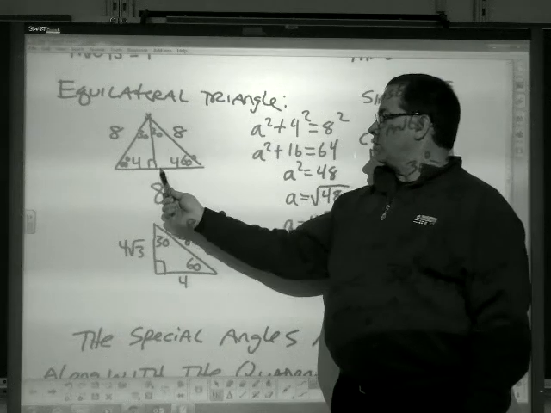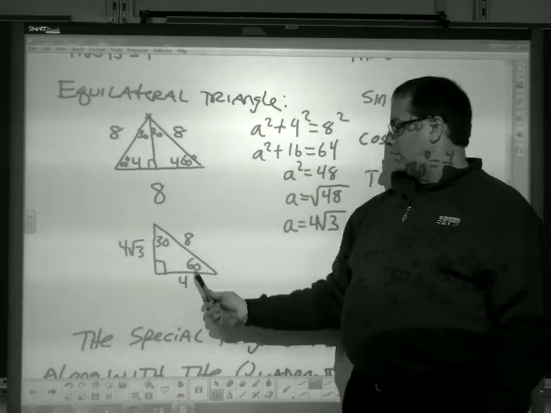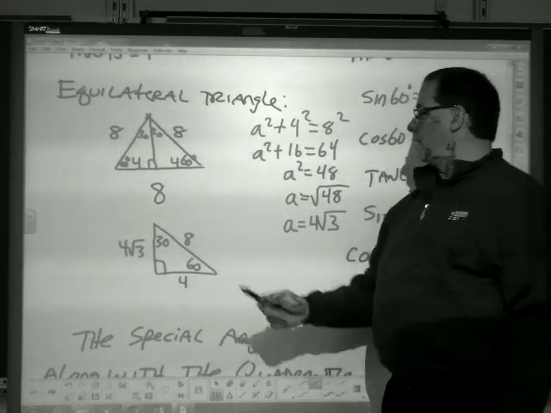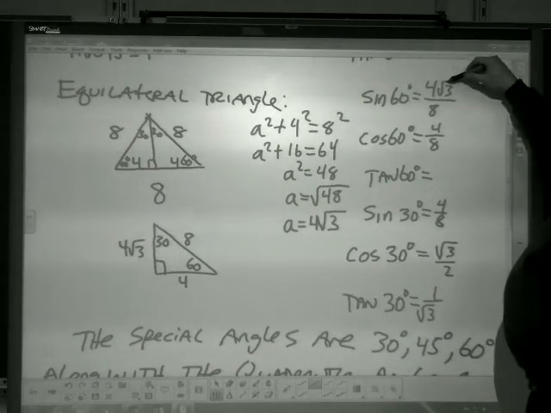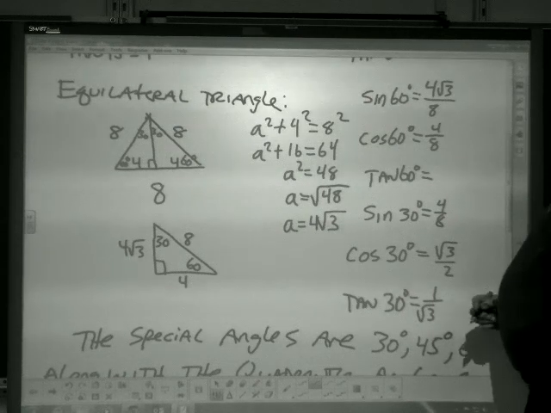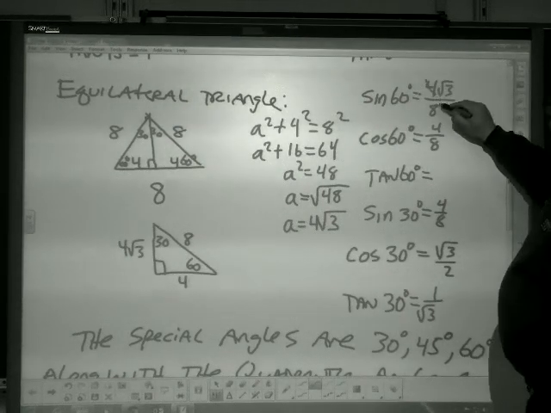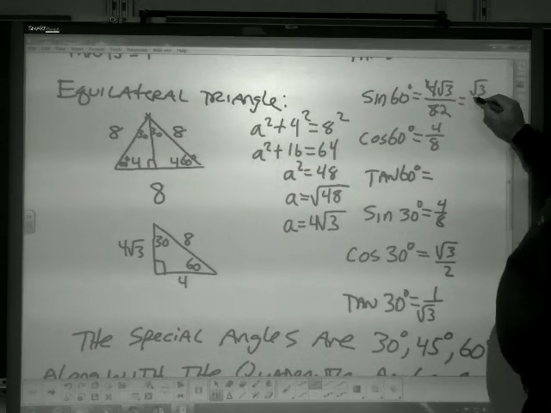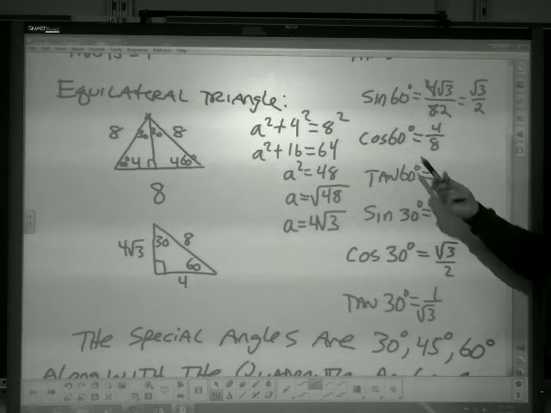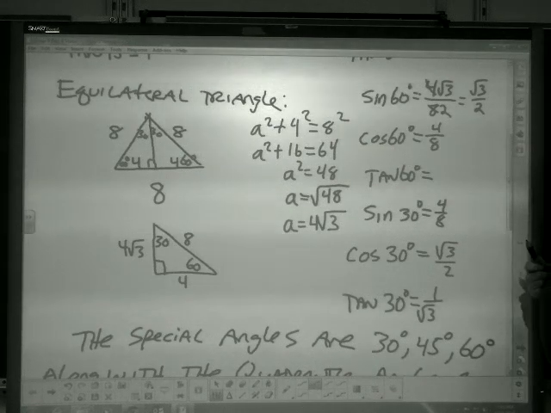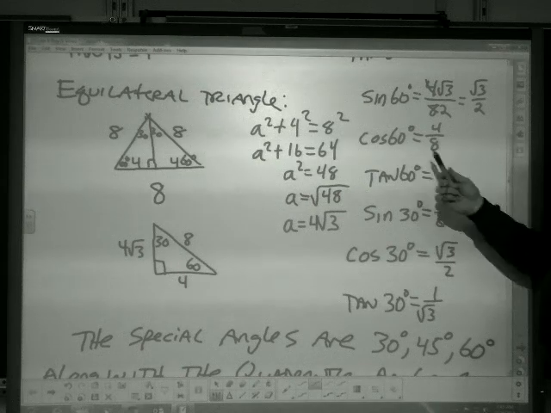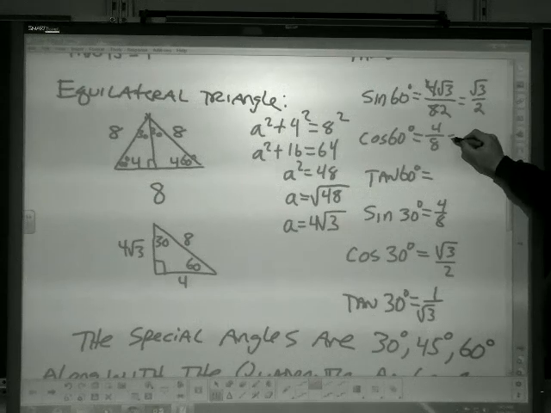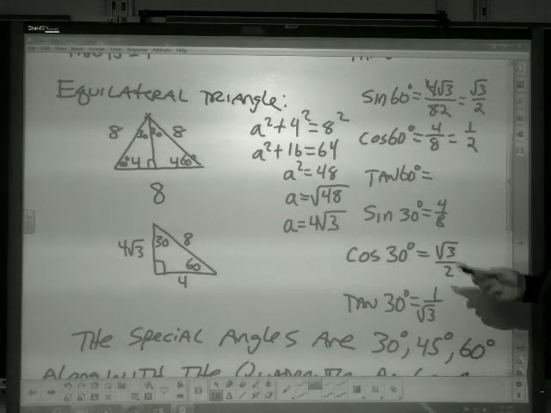So now, again, the sine of 60 degrees. If I pull out this little triangle, this is a 60-degree angle. Sine is opposite over hypotenuse. 4 radical 3 over 8. Well, I have to reduce that. The 4 can go into the 8 twice, leaving me radical 3 over 2. So the sine of a 60-degree angle is radical 3 over 2. Cosine, adjacent over hypotenuse, 4 over 8, that reduces down to a half.